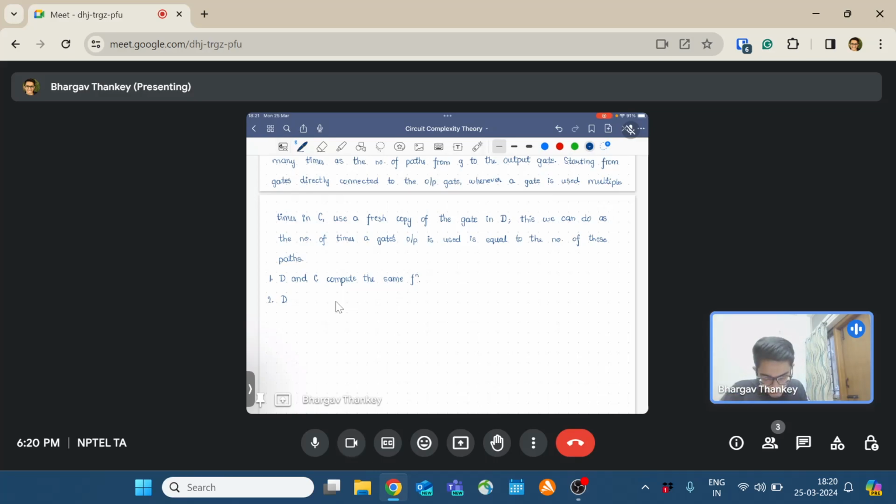And D is a formula because whenever a gate was used twice, we were using a different copy of it, right?